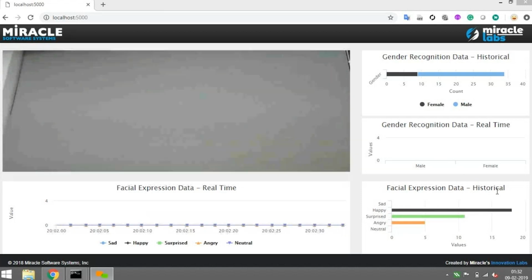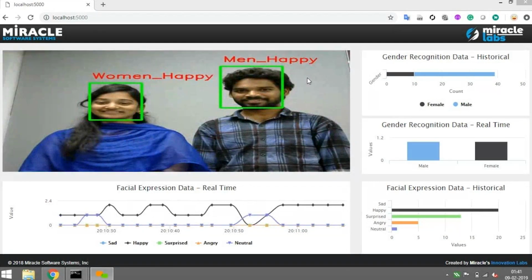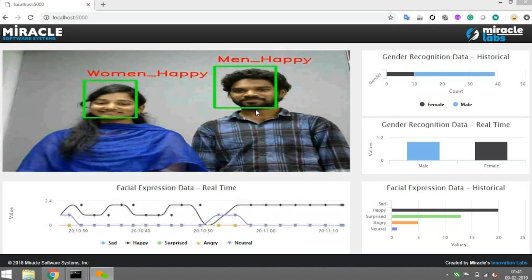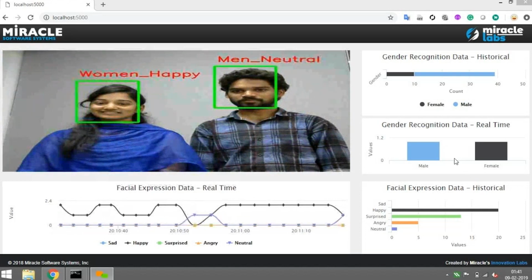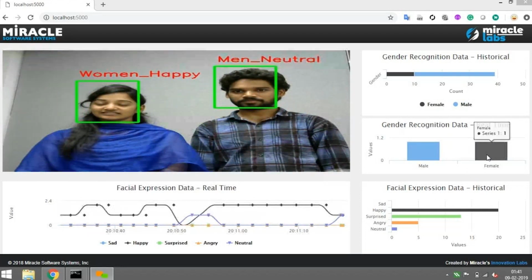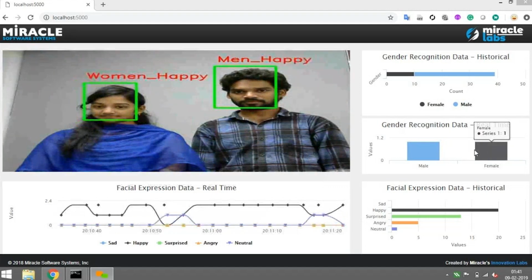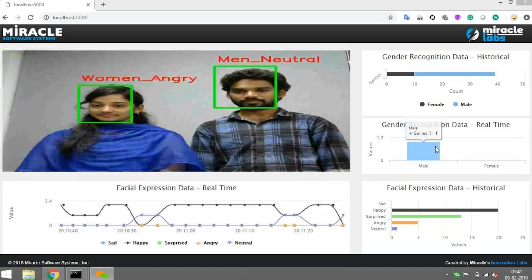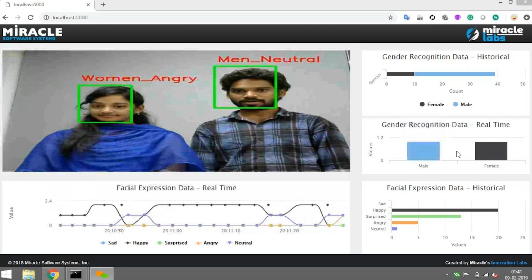Again, this is the historical data, so it will tell the number of happy faces that appeared in front of the camera, or the number of surprised faces, or the number of angry faces, like that. So let us see what happens if a person appears in front of the camera. Here you can see there are 2 persons standing in front of the camera. It's showing the woman's happy and the man's happy expressions. And as well, you can see here that the count of the persons in front of the camera is displayed over here. As of now, there is 1 male and 1 female, so it's showcasing that.